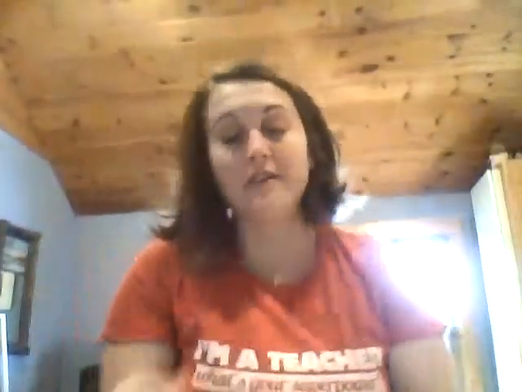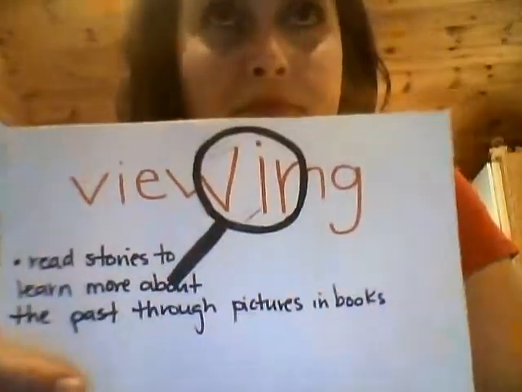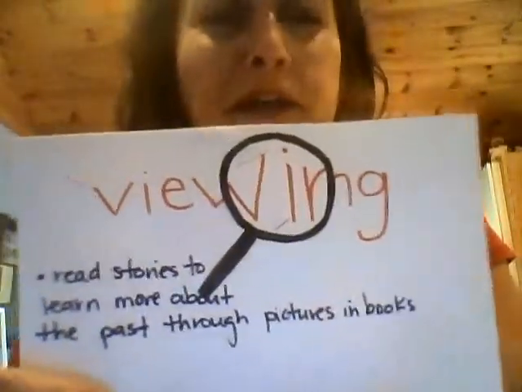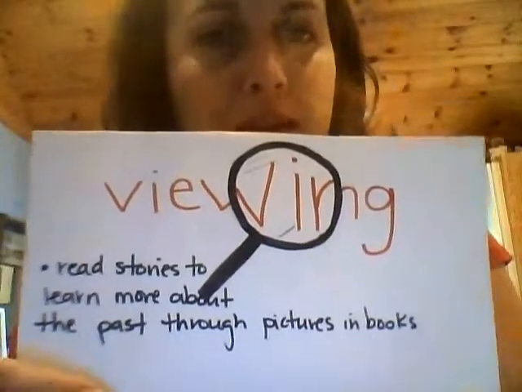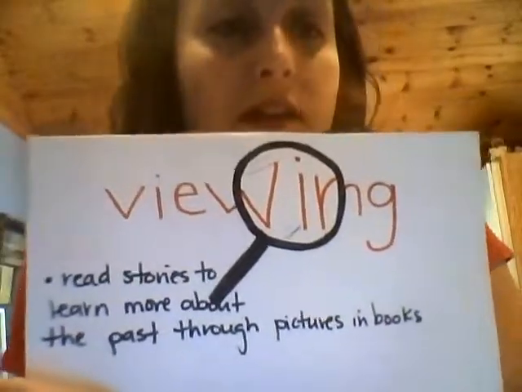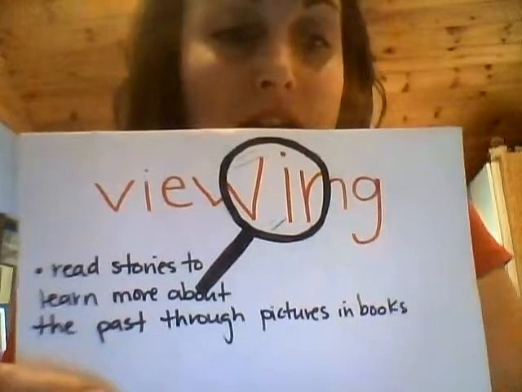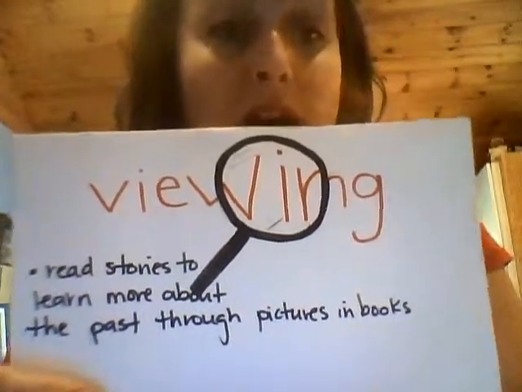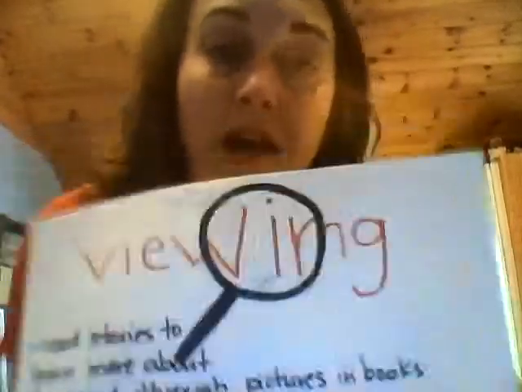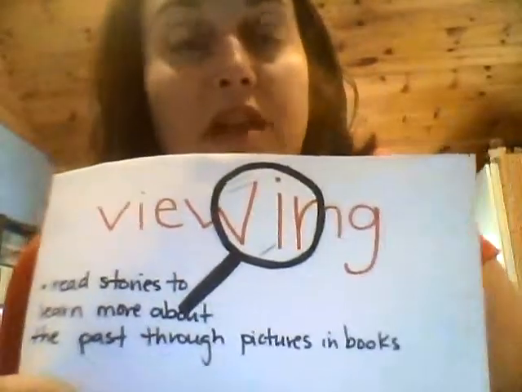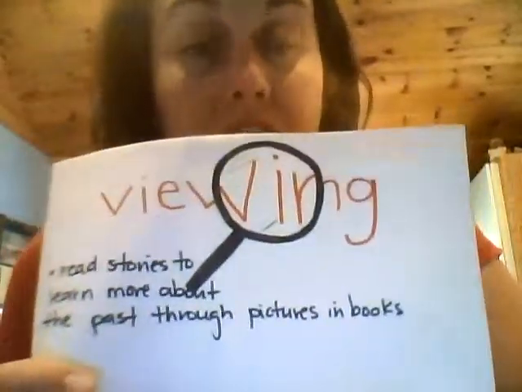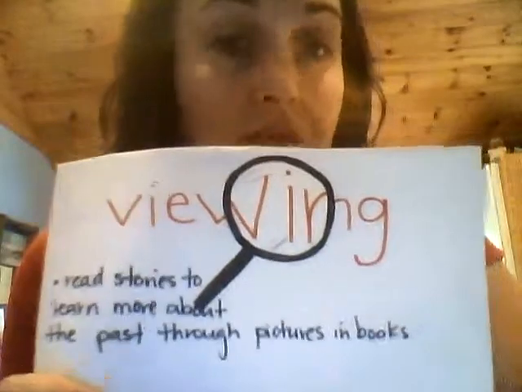And then finally, for viewing, I had a bit of a hard time really finding an example of what they did for viewing, except for the obvious. They read the stories, and they wanted to learn more about the past through pictures in the book. So Mrs. Oak actually read a picture book with the students, so I think that really probably activated their viewing.